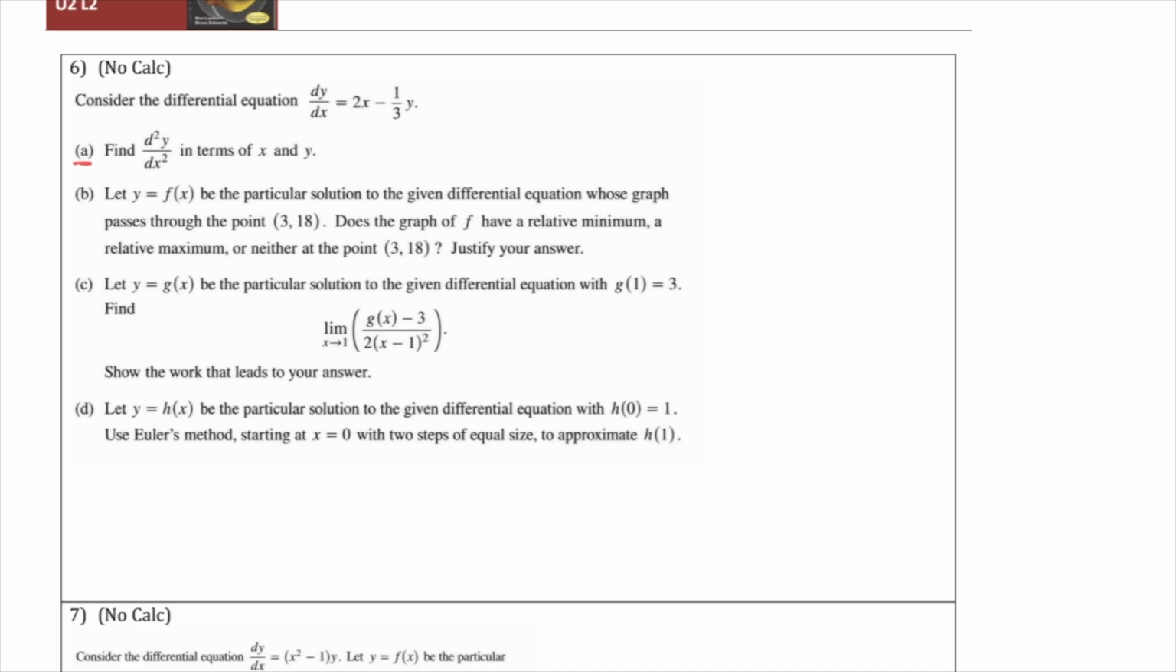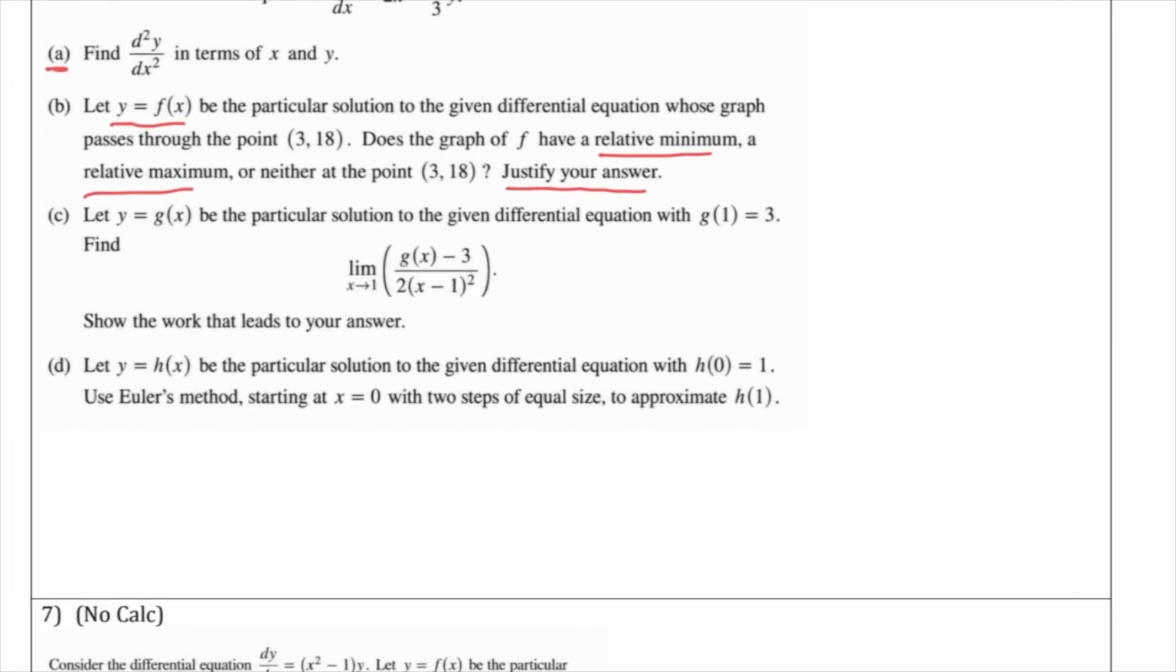For question B, you're looking for a relative min or a relative max or neither. Make certain that you justify your answer. So when you justify your answer, you have to write about where the function increases or decreases. Make certain that you're very precise with your language. Use y or use y prime. Do not use the word it.